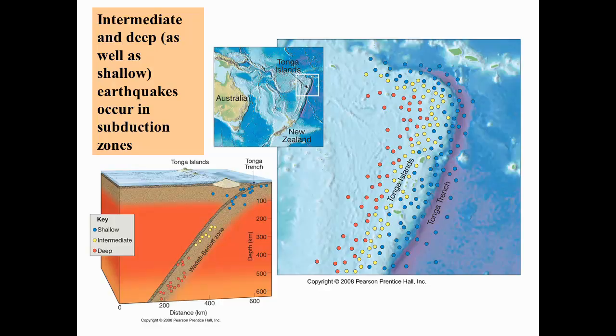And just by looking at the overall distribution of these different colored dots, we can figure out we're looking at a subduction zone. Basically, oceanic lithosphere descending into the mantle at an angle of around 45 degrees.